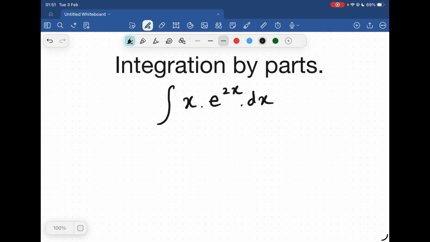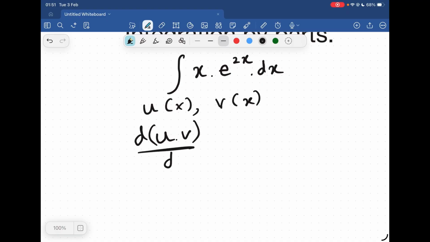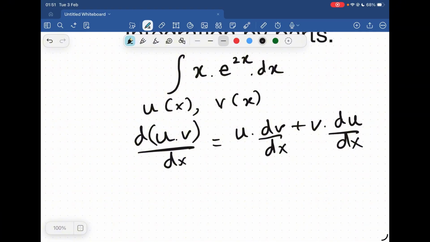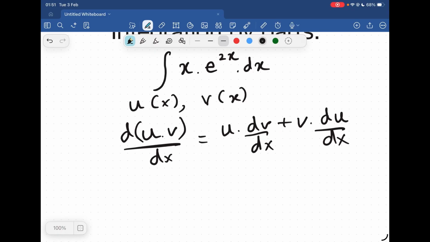For example, there are two functions, a function u with respect to x and another function v with respect to x. The differentiation of u times v with respect to x, according to the product rule, you can write as u into dv over dx plus v into du over dx. Now what we are going to do is come up with the integration by parts formula from the product rule of differentiation.